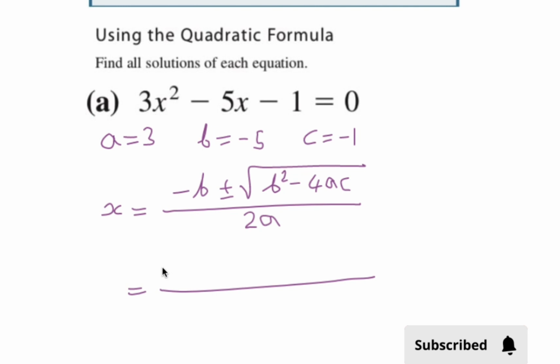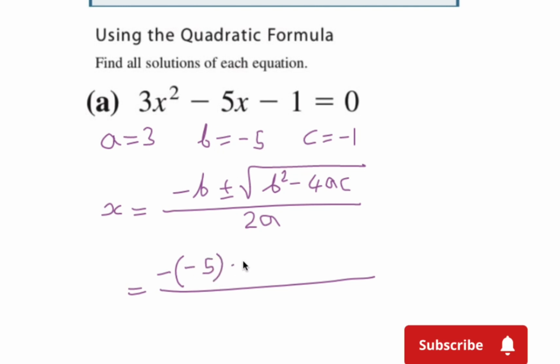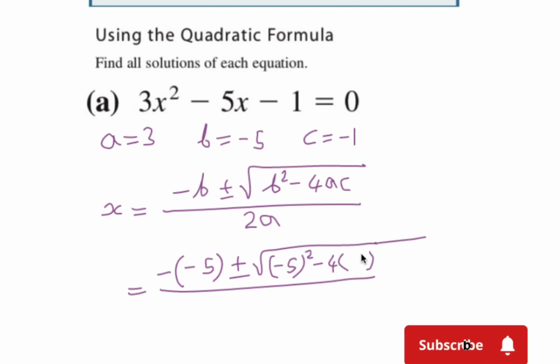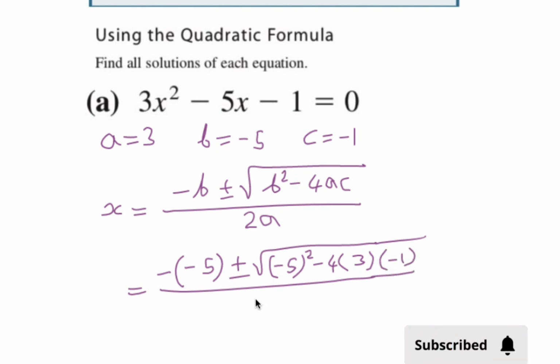Here one more tip. Whenever we substitute values, please write in parenthesis or bracket, because here in the formula already there is minus, so minus b. So b value is here minus 5, plus minus 5 square minus 4. What is a value? 3. And c value minus 1, 2, a value 3.